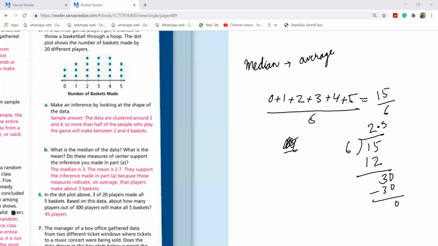There's something wrong I'm doing. Is it correct? Is it correct, girls? I need to check. So the mean is almost like 2.5 or 2.7. How about the median?